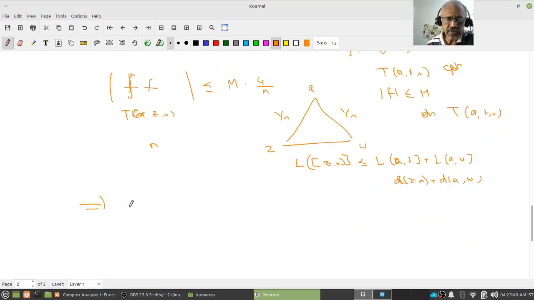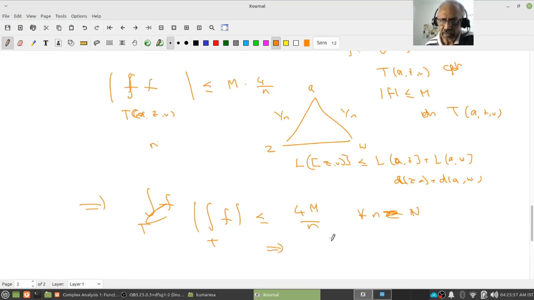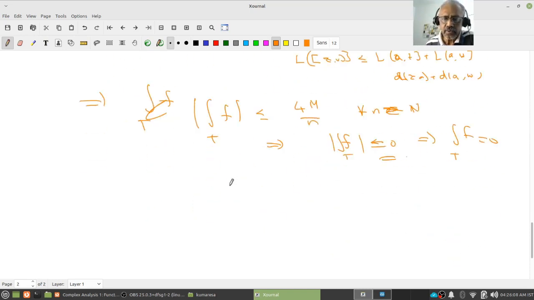So this immediately shows that the integral of f over t is less than or equal to 4m by n for all n in capital N. Sorry, the modulus of this. Therefore, the path integral of f over t is equal to 0. That means the integral of f over t is 0. So pause, review, proceed.